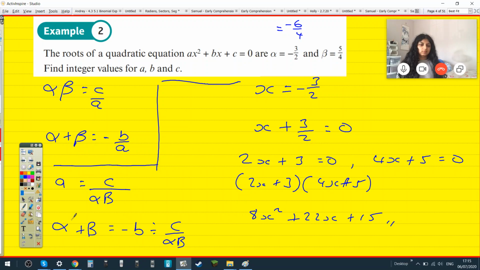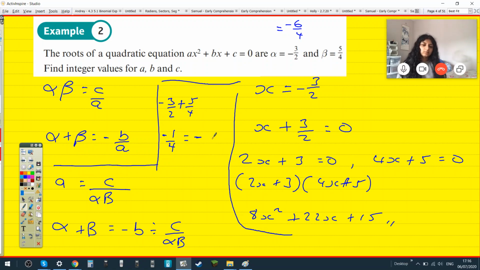Yeah. So alpha is -3 over 2. Yeah, you can go for it. That's 5 over 4. So when you add them, you get minus a quarter. -1/4 is equal to... And then when you multiply them, minus 15 over 8. So it's c over minus 15 over 8. So minus 15 over 8.